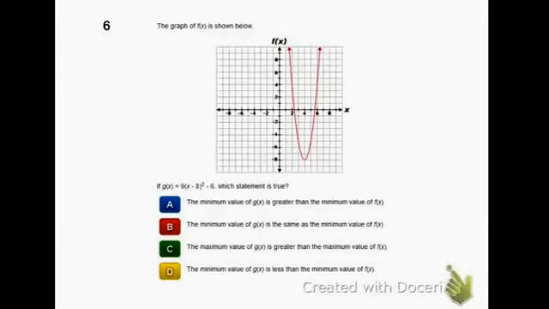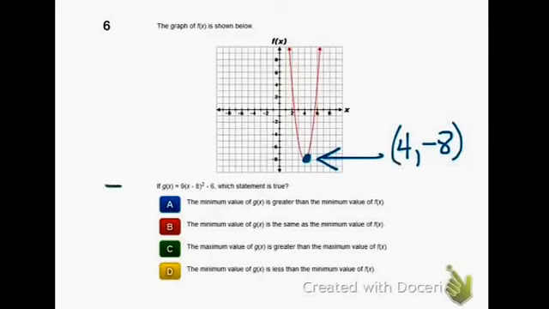Number 6. The graph of f of x is shown below. If g of x equals 9 times (x minus 8) squared minus 6, which statement is true? A says the minimum value of g of x is greater than the minimum value of f of x. So if I look, this is definitely my minimum value. My minimum value for f of x is going to be 4 comma negative 8.